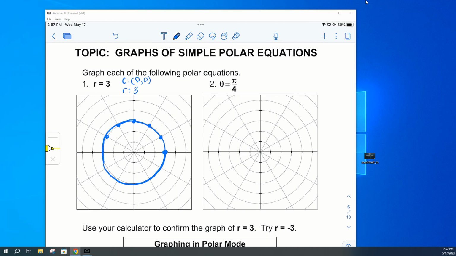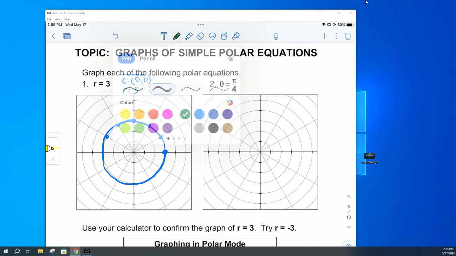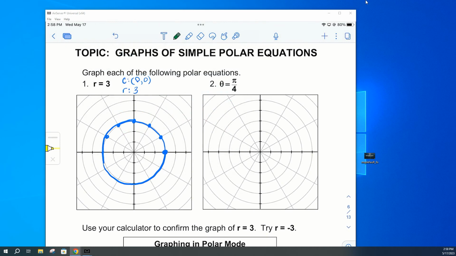Would it be any different if it said r equals -3? Nope. It would be the exact same graph, because your thetas could be, you would say maybe pi over 6, but it would go backwards and it would graph this point. So even if it said r equals -3, you would have the exact same graph.